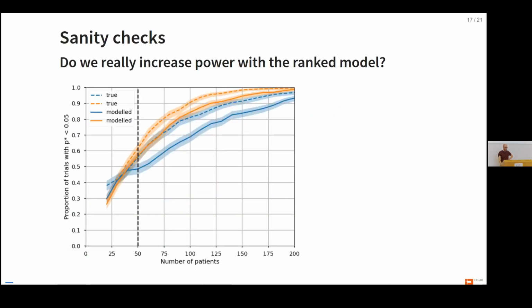Okay, finally, some sanity checks. We saw that we expected a better power with the ranked model, but if you simulate from the data generation procedure, do you really get significance more often? And it turns out that indeed you do. It's a little bit busy here, but the dashed curves here is what happens if you sample 1,000 trials from the true data generation procedure. And in that case, in fact, both of our model was a little bit pessimistic, and the true model gave significance more often both for the negative binomial model and the ranked model, but the ranked model is less.